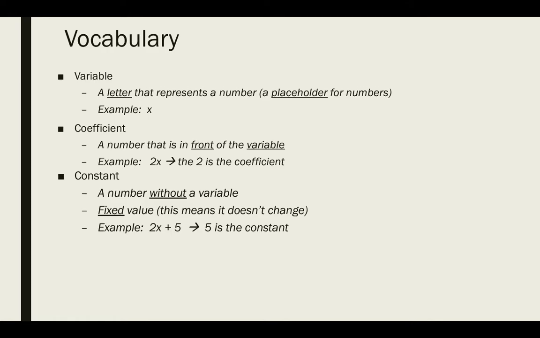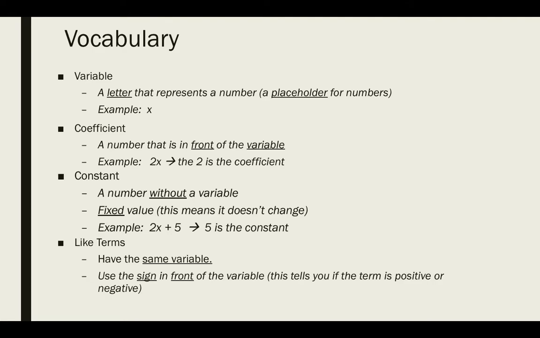Constant. A constant is a number without a variable. It's a fixed value. That means it doesn't change. For example, in the expression 2x plus 5, 5 is the constant because it doesn't have a variable.